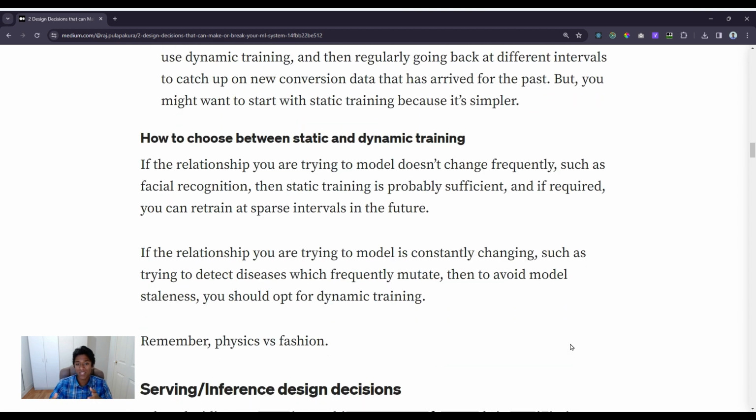So how do we choose between static and dynamic training? Again, the thing you should remember is physics versus fashion. If the relationship you're trying to model doesn't change frequently, such as facial recognition, then static training is probably sufficient. However, if the relationship you're trying to model is constantly changing, such as trying to detect diseases or e-commerce websites, then to avoid model staleness, you should opt for dynamic training.